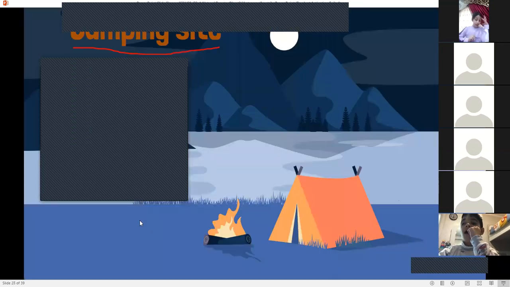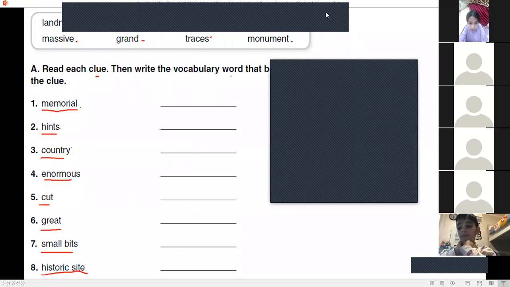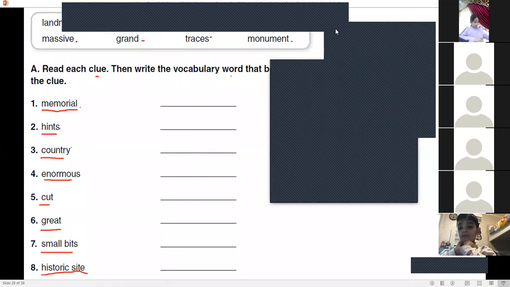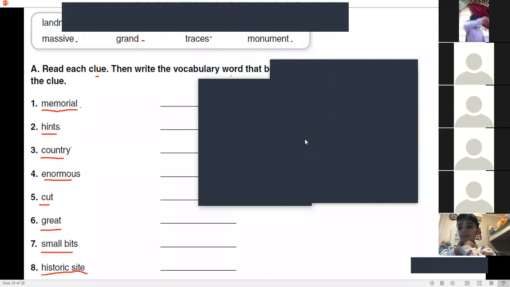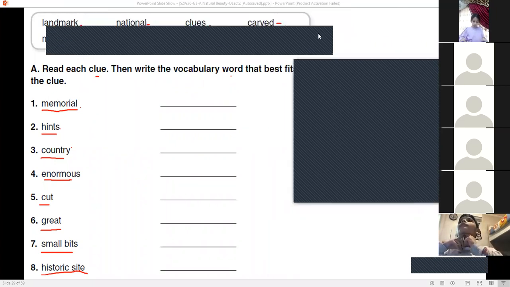Okay. Last word. Oh, that's it. We finished. Okay, a camping site. This can be what? A landmark. Also, a camping site can be a landmark. Let's start now. We have these words. Okay. I have these words, okay? A landmark, national, clues, carved, massive, grand, traces, and monument. Let's see.